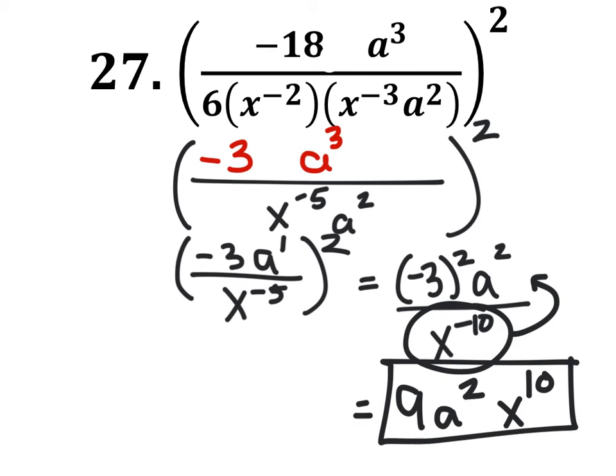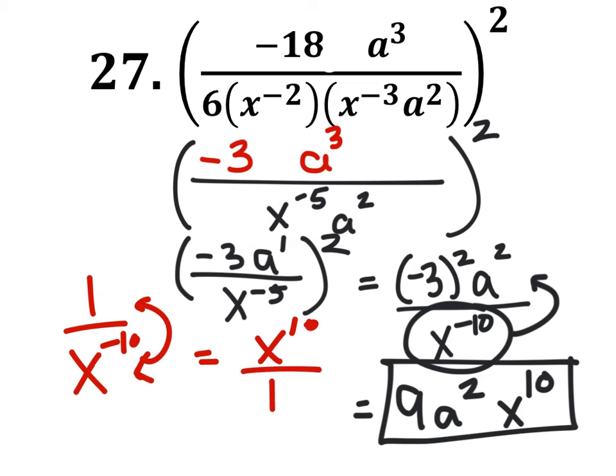Fully simplified. Nailed it. So the reciprocal, we could just look at this as 1 over x to the power of negative 10. When we reciprocate a fraction, we're just going to flip these. So the reciprocal of this would be x to the power of 10 over 1. But we don't really write that it's out of 1 or over 1. So that's why the x to the power of 10 goes right here.